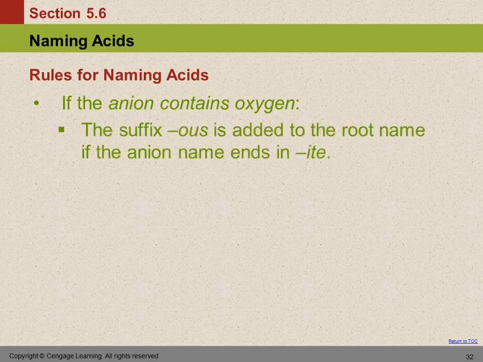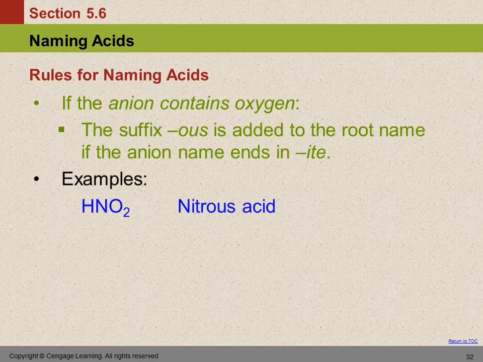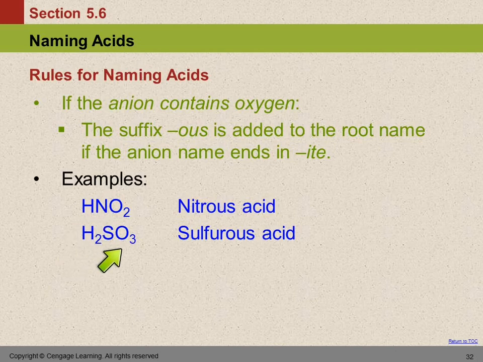So if the anion has the ending "ite," we change it to "ous." HNO2. Cover up the H. NO2 is nitrite. Nitrite becomes nitrous acid. So there's nitrous acid and nitric acid, and they are different. One's HNO2, one's HNO3. H2SO3. What makes them different? The number of oxygens. This is NO2, it's nitrite. This is SO3, it's sulfite.